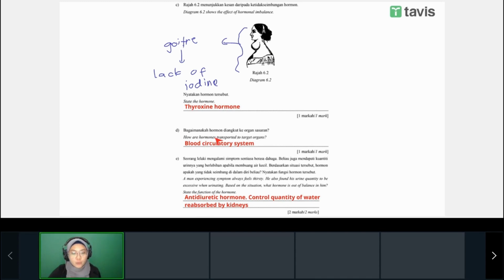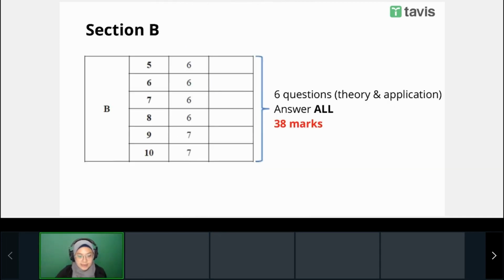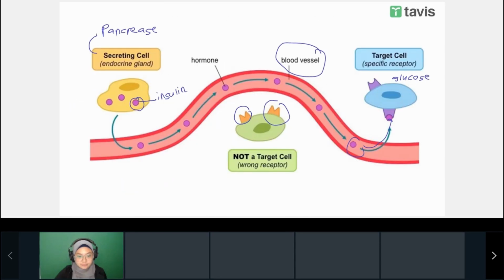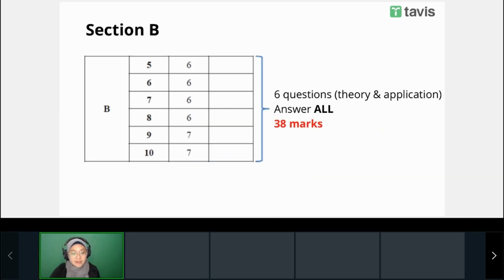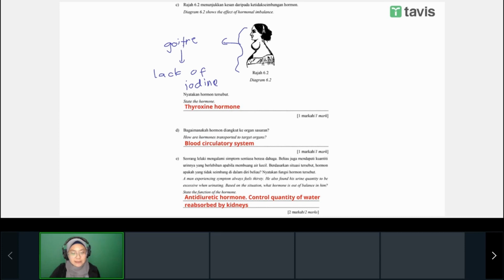How are hormones transported to the target cell? Still remember the story that I told you? Okay, let's recap a little bit. A story where the pancreas releases insulin, then insulin will transfer into the bloodstream and travel until it meets its target cell. So how do hormones travel in our body? Via the human blood circulatory system.